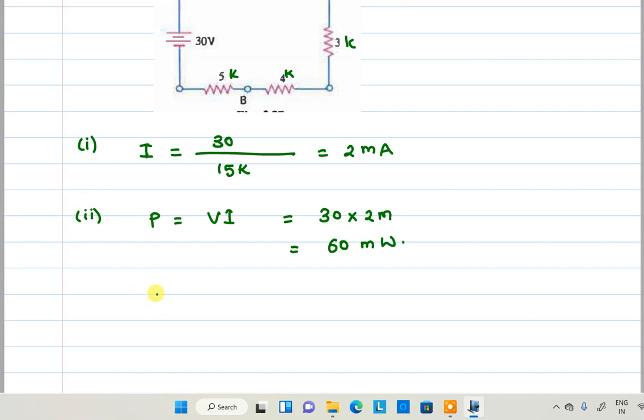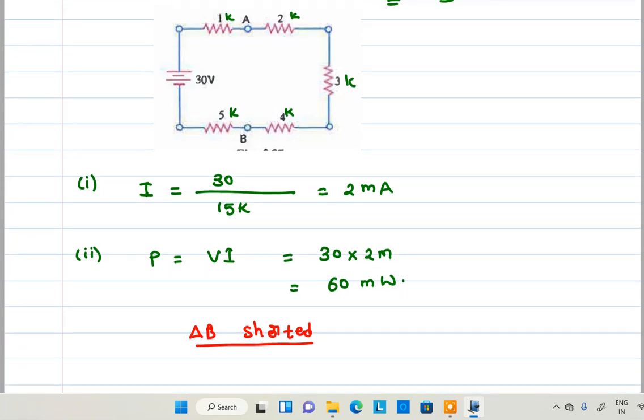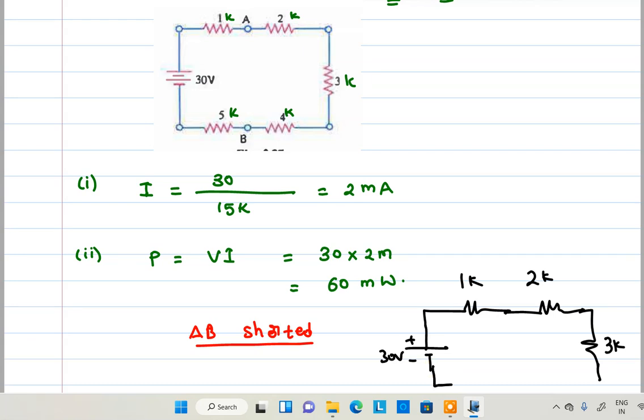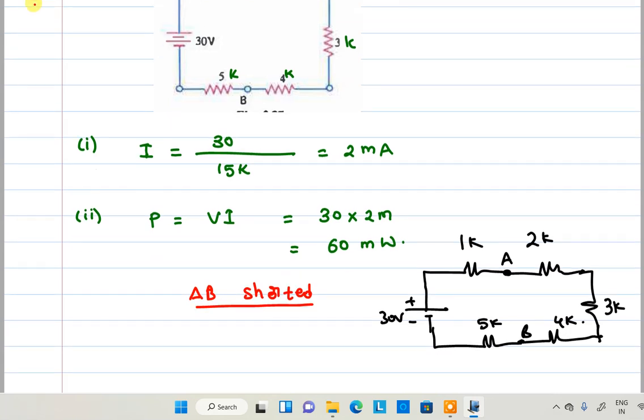In case AB is shorted, I will draw the diagram now. This 30 volt source, a 1k, a 2k, a 3k, as well as here 5k, here 4k, right? The A and B terminals are here. Now these two terminals are short circuited.